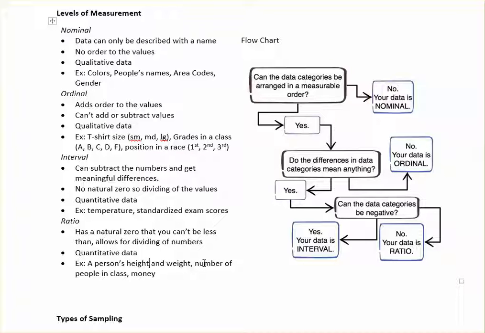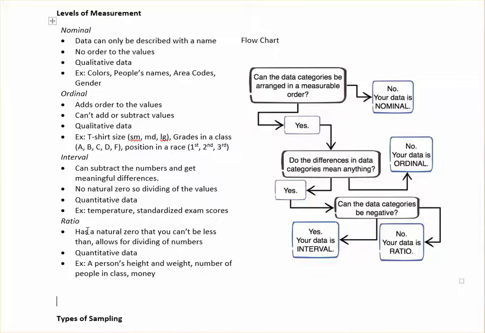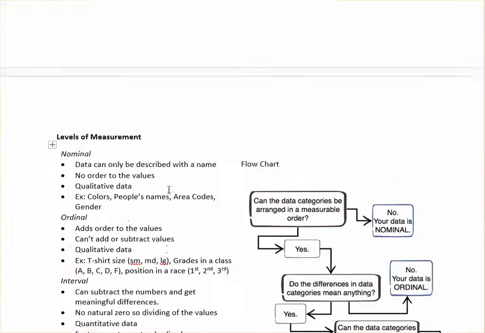So also number of people in a class, I can't have negative students in my class. Hopefully, in fact, you guys are all positive students. Negative money. Now, granted, you can maybe at your bank be in the hole by a certain amount, but technically you can't have a negative amount of money. But that's ratio. Ratio is numeral data.